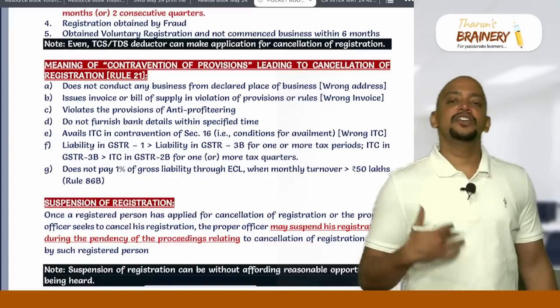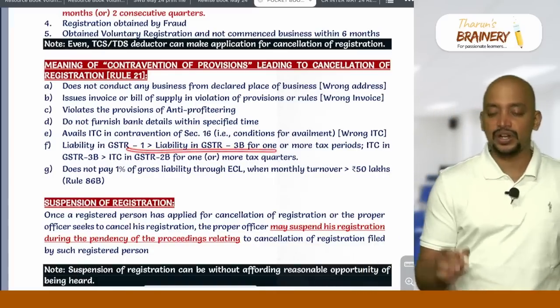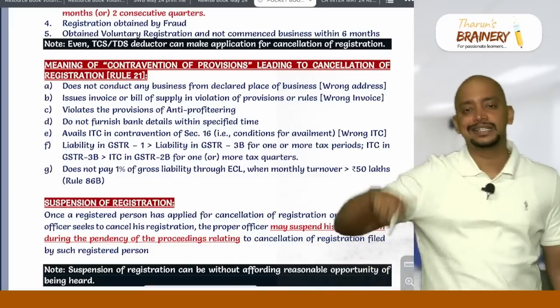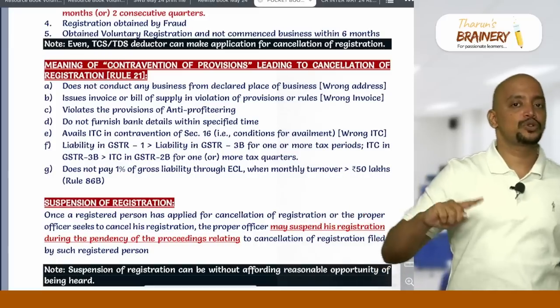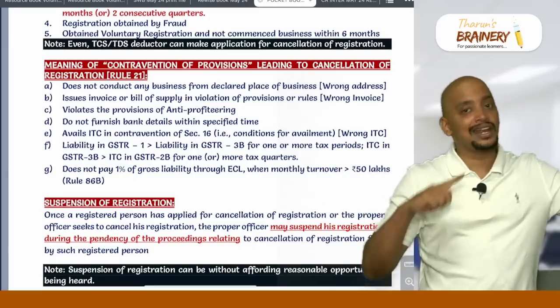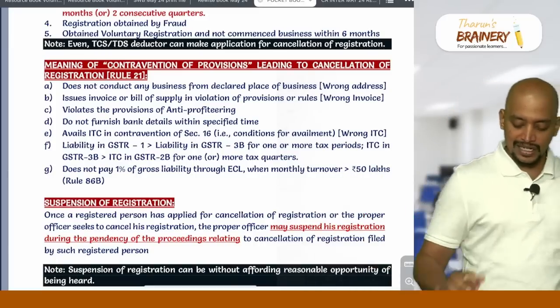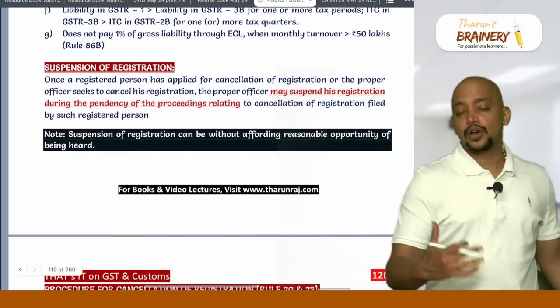And the next point, if my liability in GSTR 1 is greater than in 3B for 1 or more tax periods, or my ITC in GSTR 3B is greater than ITC as per 2B for 1 or more tax periods, that is rule 88C and rule 88D. So in that case also, that is a reason for cancellation. So that is contravention of provisions.